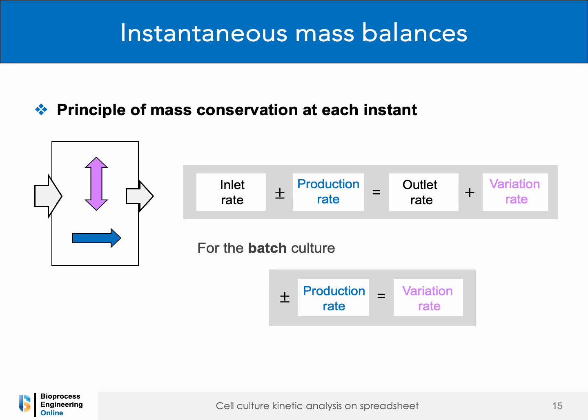For a culture component, the instantaneous mass balance on the culture that expresses the fundamental principle of mass conservation at each instant is written as inlet rate plus or minus production rate equals outlet rate plus internal variation rate. The production rate term is positive for the produced cells, negative for the disappearing cells. For a batch fermentation, there are no inlet rate and outlet rate terms, and the instantaneous balance simplifies to plus or minus production rate equals variation rate.